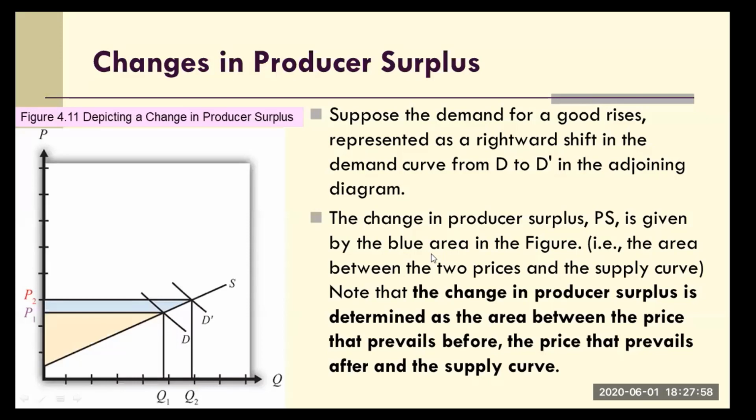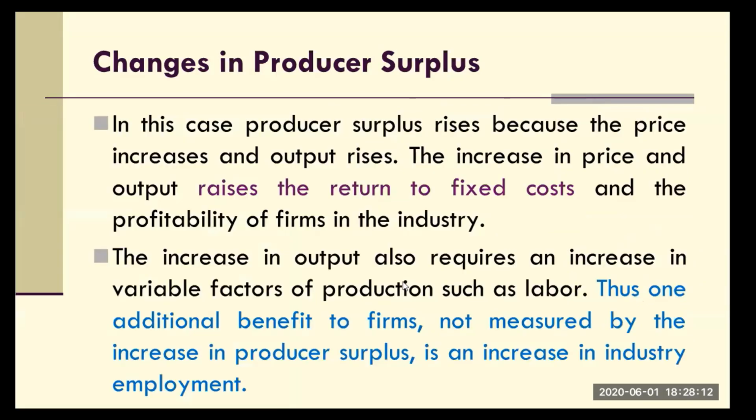Note that the change in producer surplus is determined as the area between the price that prevails before, the price that prevails after, and the supply curve. Thus, in this case, producer surplus rises because the price increases and output rises. The increase in price and output raises the return to fixed costs and the profitability of firms in the industry. The increase in output also requires an increase in variable factors of production such as labor.